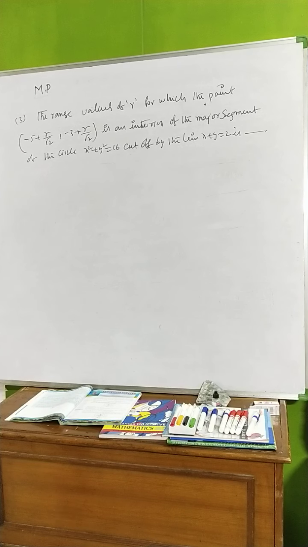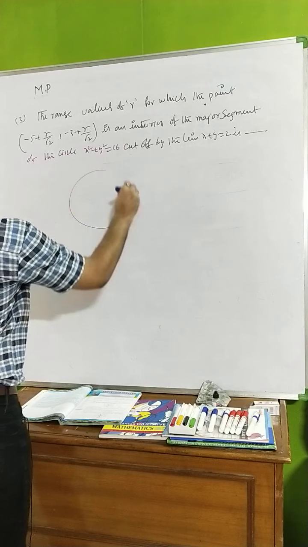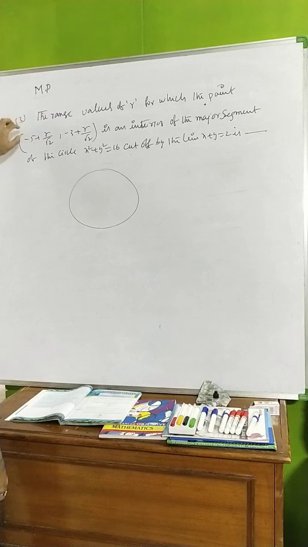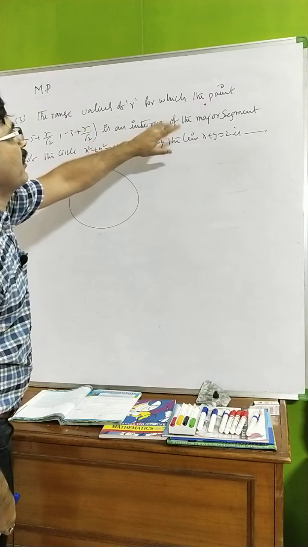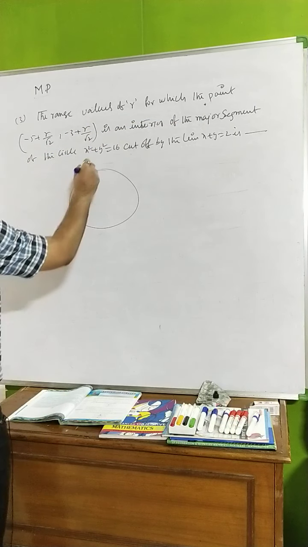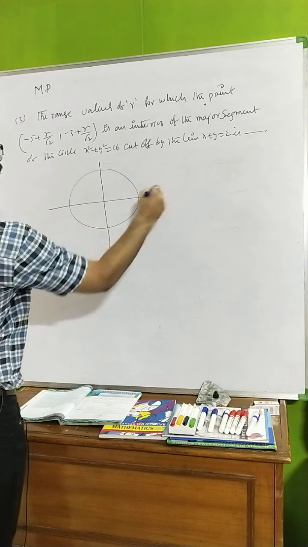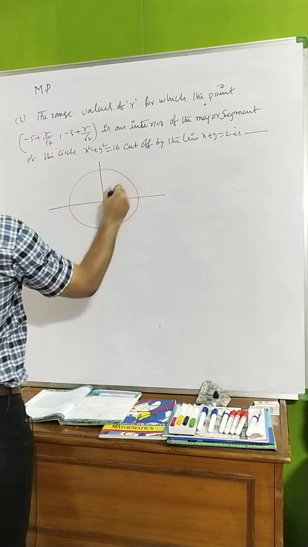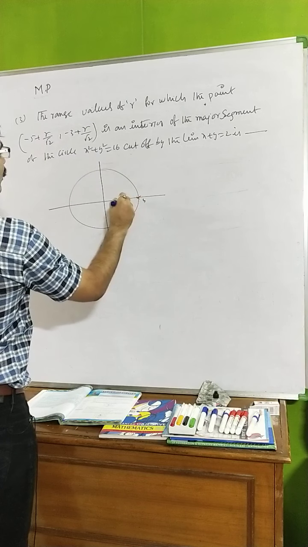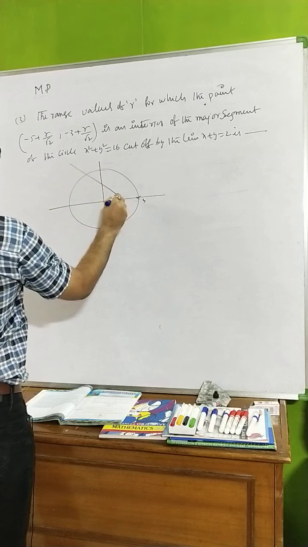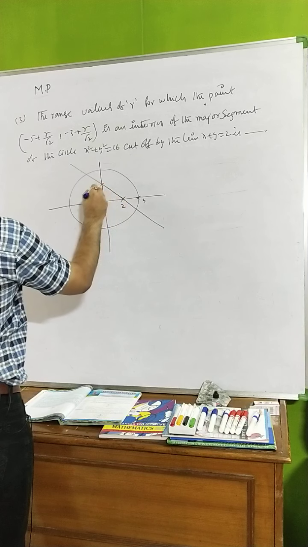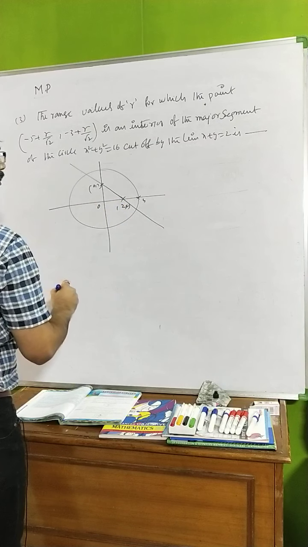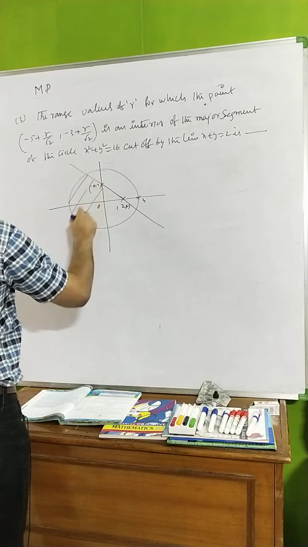One more good problem I have selected here. You see this, what he said here: the range of values of r for which the point is an interior point of the major segment of the circle. Yes sir, this is the line. Okay, x minus y is equal to 2. This is 4, somewhere here 2. It will be like this. This is 0 comma 2 and this is 2 comma 0, and the origin. Right, major segment means in this area.